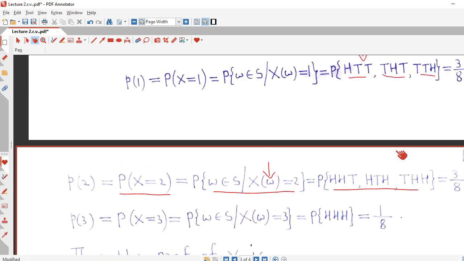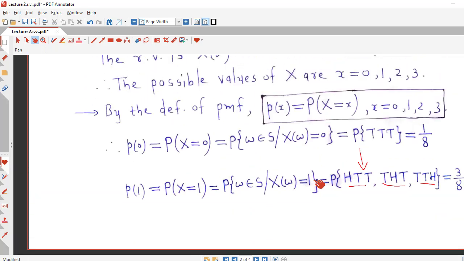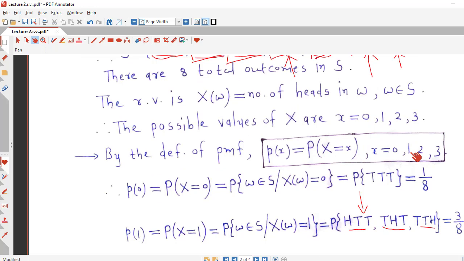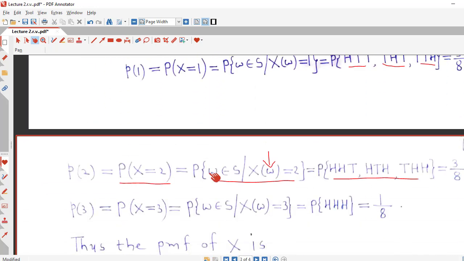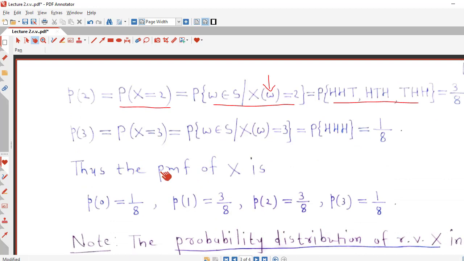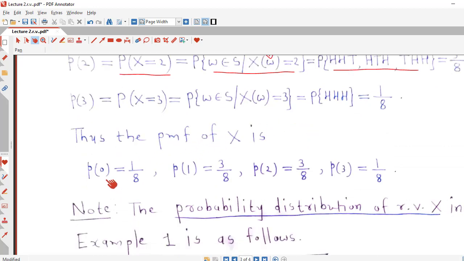In this way we can easily assign probabilities to each value of the random variable, and that will decide our probability mass function. So in this case the PMF of X is: P of 0 is 1 by 8, P of 1 is 3 by 8, P of 2 is 3 by 8, and P of 3 is 1 by 8. This is our probability mass function. It is not necessary that the PMF will always be in this form. Sometimes we can have a formula for the probability mass function of a random variable, which we will see in upcoming lectures.